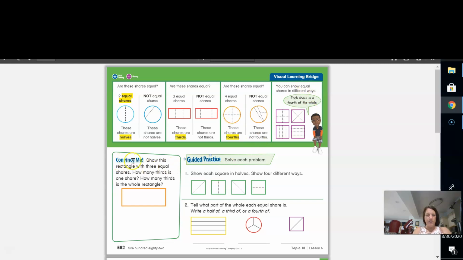So down here it says, convince me. Show this rectangle with three equal shares. How many thirds are in the whole rectangle? So I want you to take your pencil and see if you can divide that rectangle into three pieces that are the same size. You can do that now.